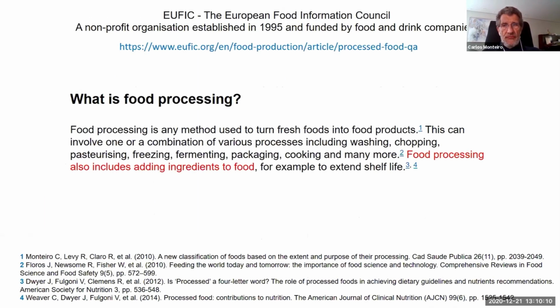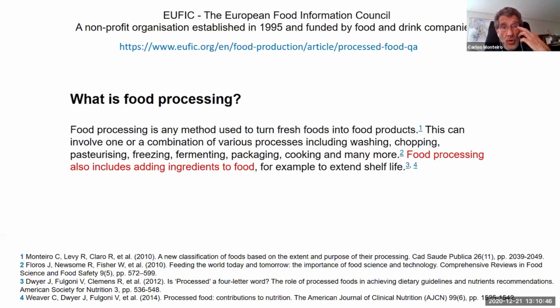Let's describe NOVA. But first, let's see how NOVA defines food processing, how we understand food processing. Well, we define food processing in a very simple way. Food processing is any method used to turn fresh foods into food products. This definition was accepted widely. This, for instance, is a text from EUFIC, which is a food institute funded by the food industry in Europe. And they go beyond this.